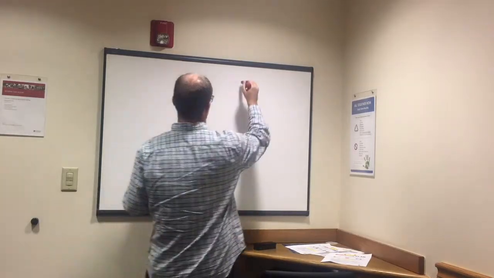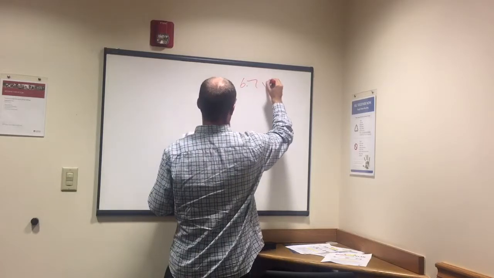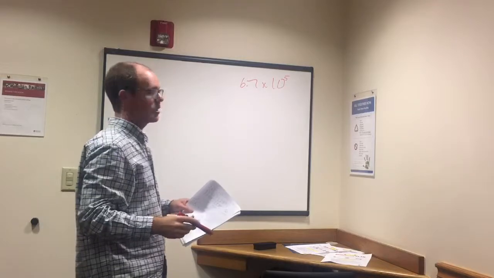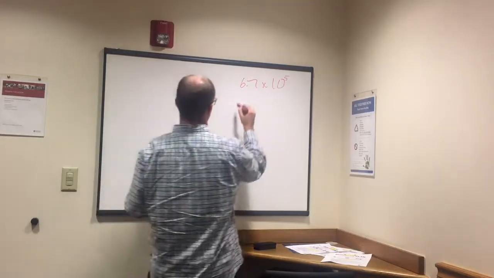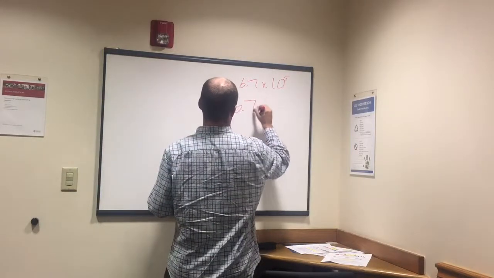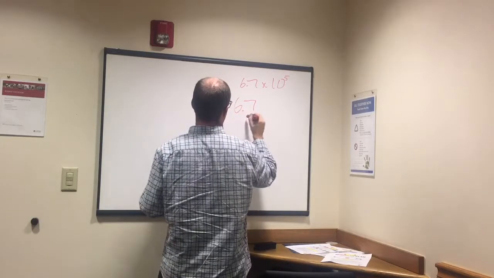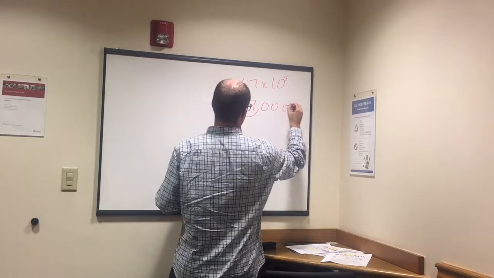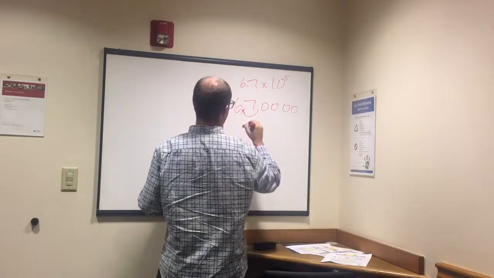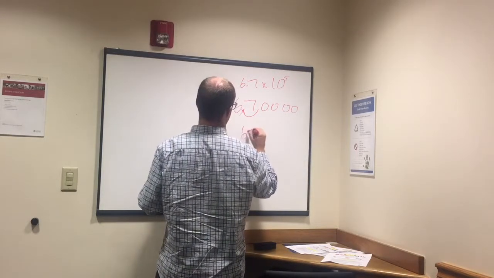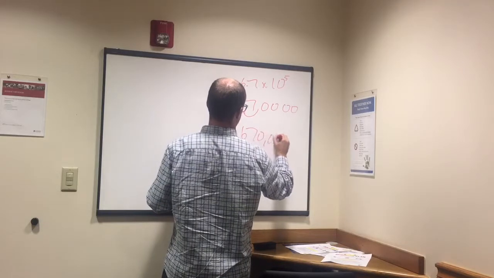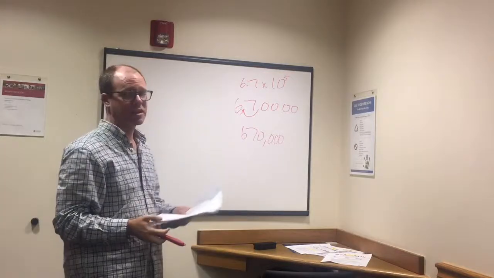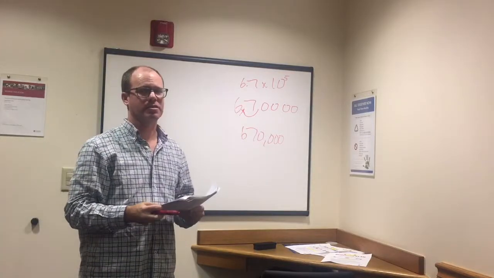Last one, 6.7 times 10 to the 5th. How do we figure this out? Again, we have that 6.7, 10 to the 5th. We move 1, then we're going to add 4 zeros. There's 4 more decimal places. Get rid of that thing, and that number is 670,000. So 6.7 times 10 to the 5th, we get 670,000.